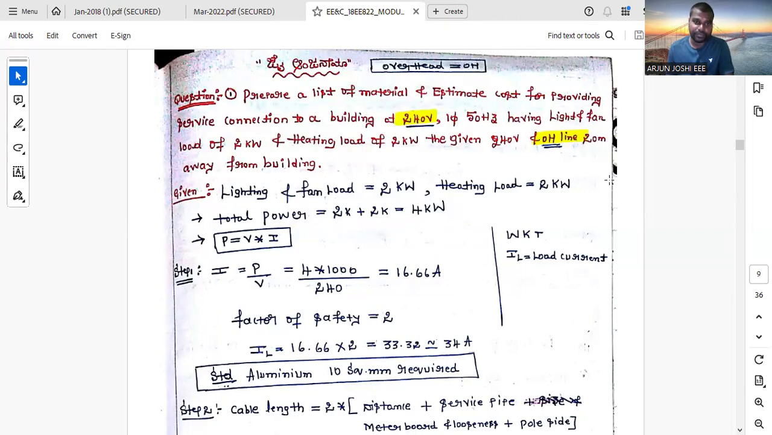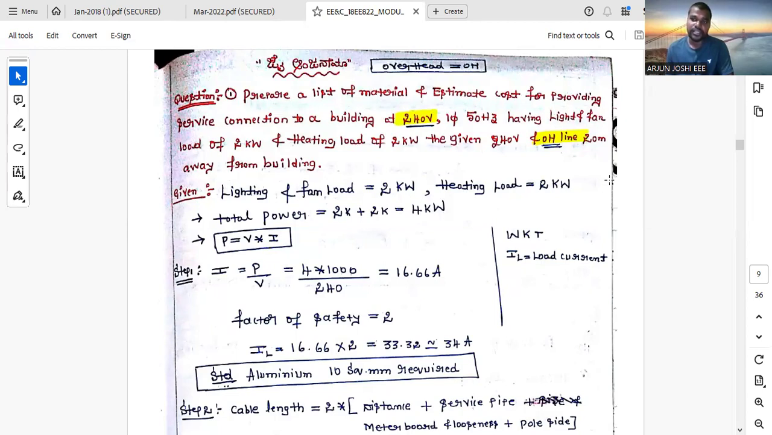Very simple problem. Prepare a list of material and estimate cost for providing service connection to a building at 240 volts, single phase, 50 hertz. Of course, it is a single phase supply. Mark that one, single phase supply, that is nothing but 240 volts. Lighting and fan load of 2 kilowatt and heating load of 2 kilowatt. They mention both loads, lighting load and power load. Power load and heating load are both equal, 2 kilowatt each. The voltage is 240 volts, and the overhead line is 2 meter away from the building.